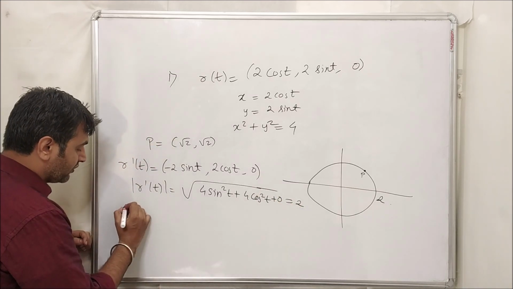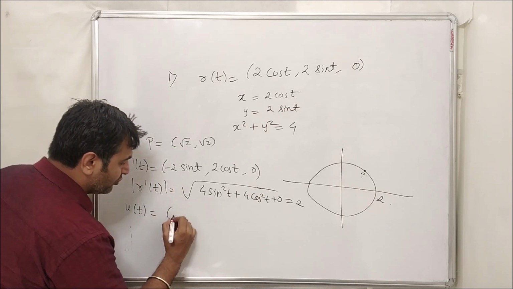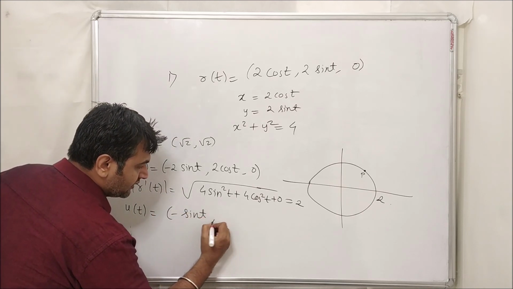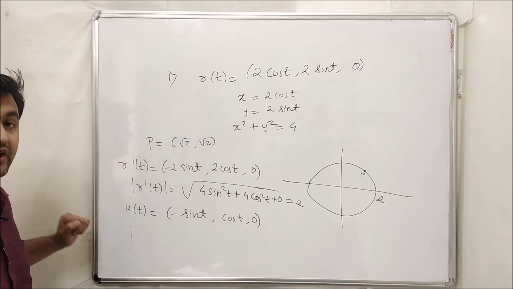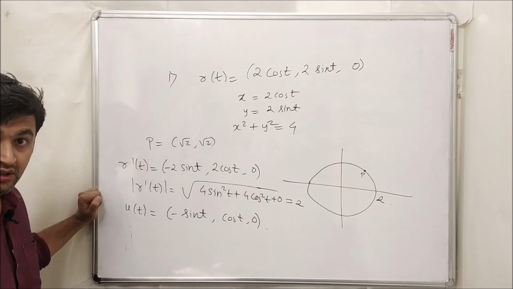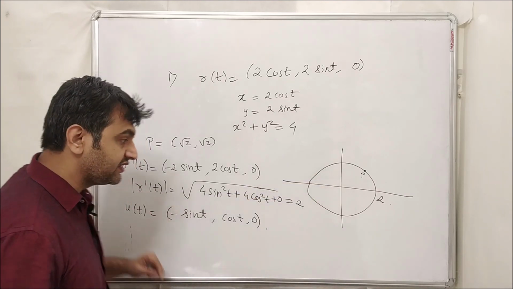So therefore, what is the unit tangent vector? It is r prime upon the magnitude of r prime. So what you get is minus sin t comma cos t comma 0. This is your unit tangent vector. Okay, so these two things are done. Now the last thing is I need to plot the tangent vector.